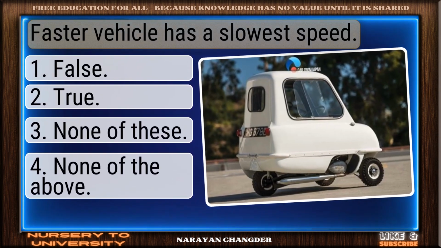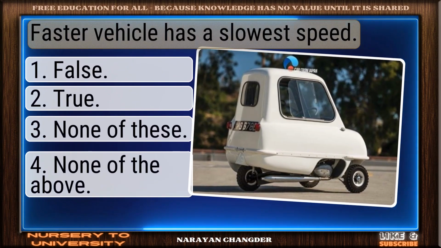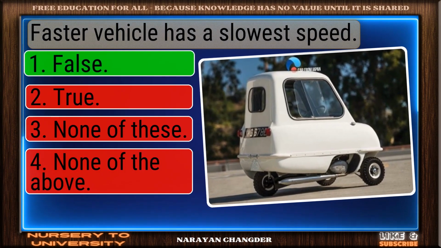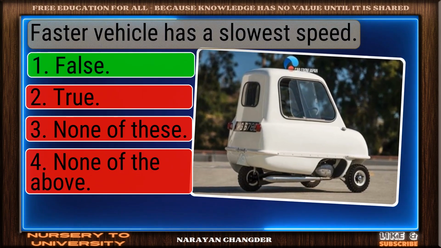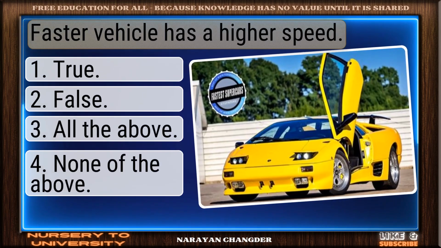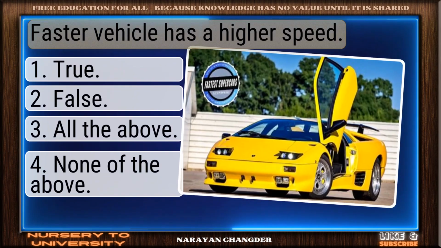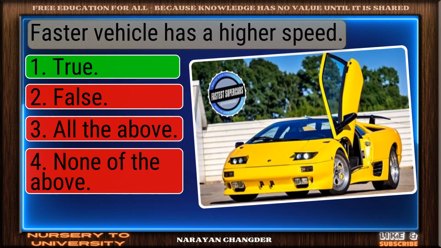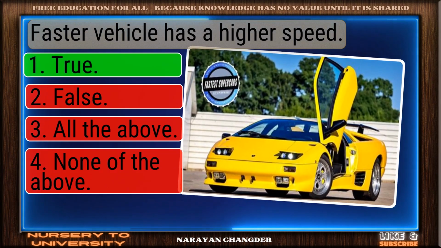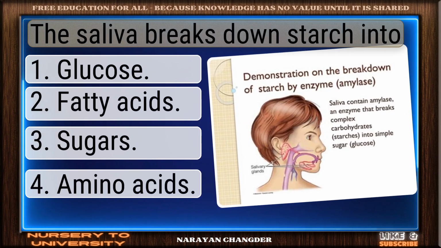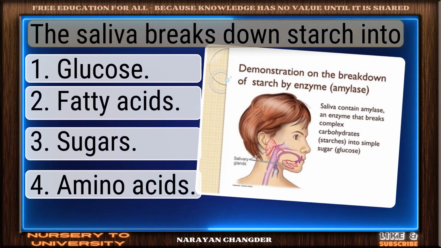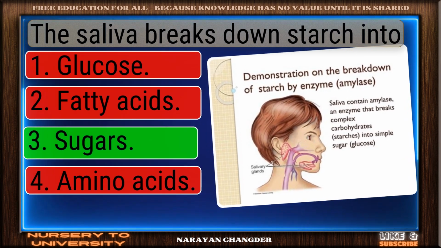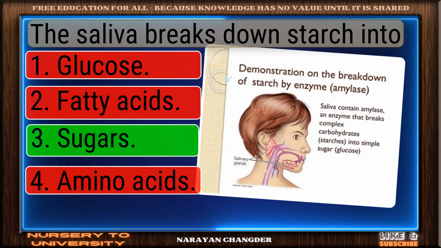Question number 152. Faster vehicle has the slowest speed. Good thinking. False is the right answer. Question number 153. Faster vehicle has a higher speed. You got it. Your choice, true, is right. Question number 154. The saliva breaks down starch into. Exactly. Sugars make sense and it is the right choice.